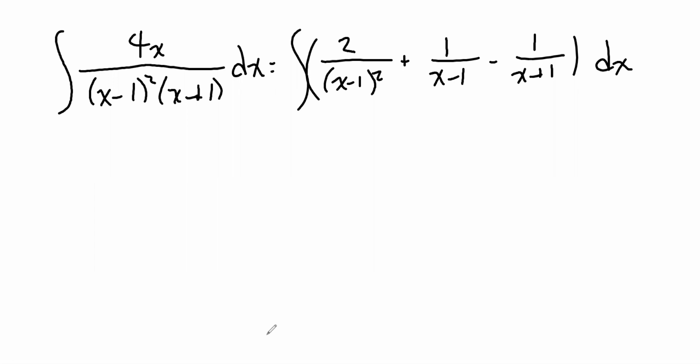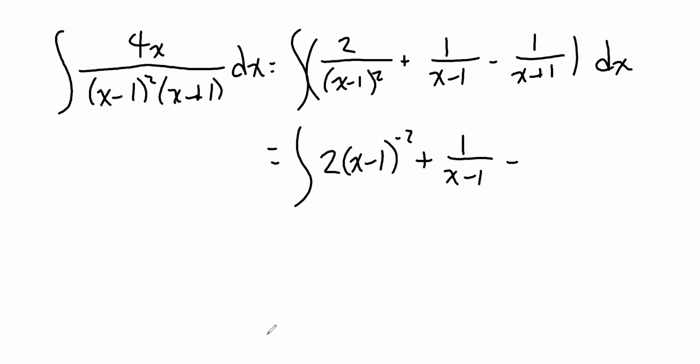The last two fractions can be integrated easily with natural logarithms. But to integrate the first fraction, we might want to rewrite it as 2 times x minus 1 to the -2 power, and then do a quick u sub on it. However, doing a quick u substitution on it is kind of pointless because the inside here is x minus 1, and its derivative is 1. So we could just integrate it directly.